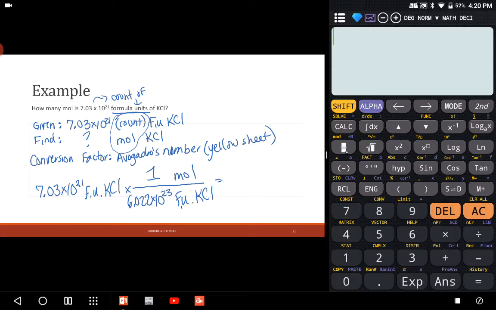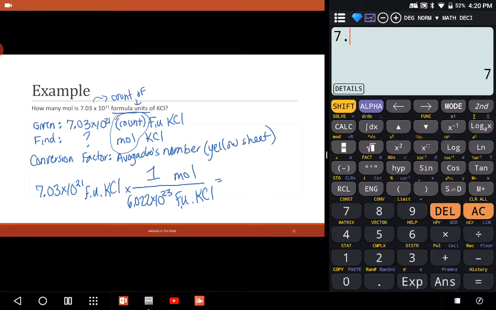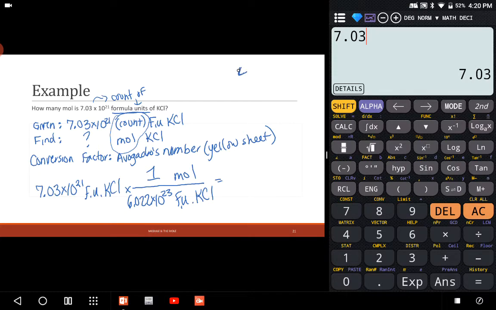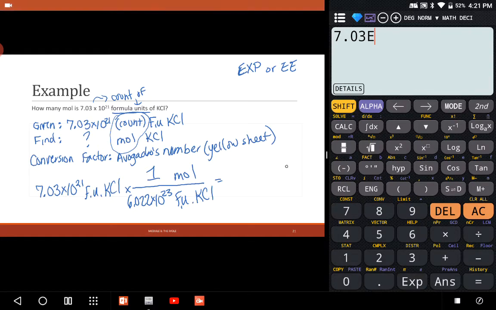I highly recommend that you have a calculator that has a multi-line fraction button so that you can type things into your calculator and know what you're typing into the numerator and denominator. But we'll type it in a few different ways so that you can match the capabilities of your scientific calculator. So we have 7.03, and then if you have an EXP or EE button on your calculator, then that is your best friend for scientific notation. That stands for times 10 to the.